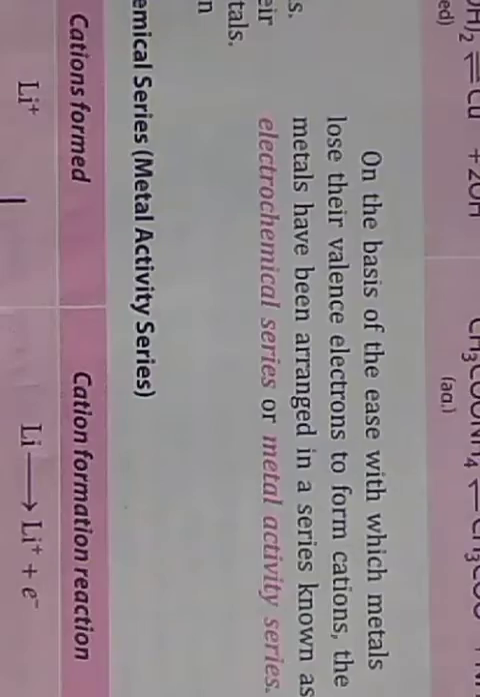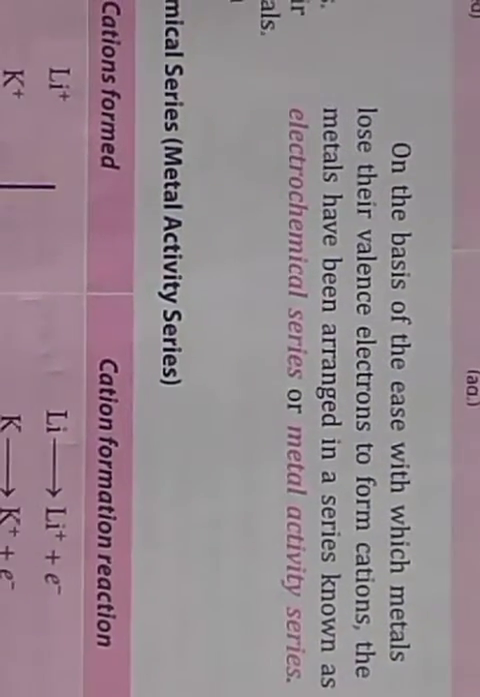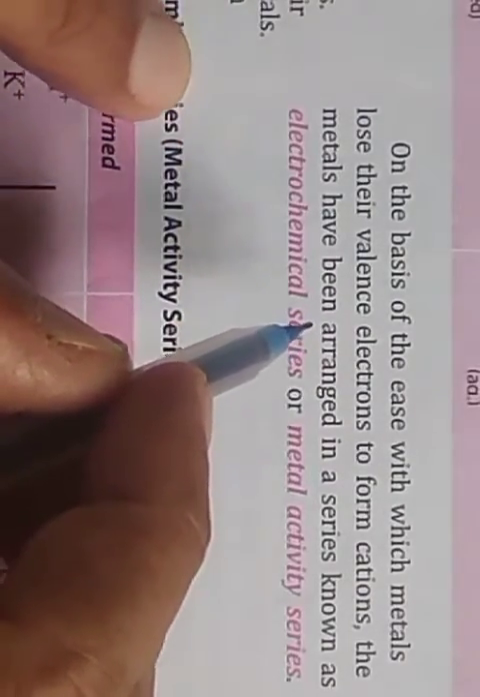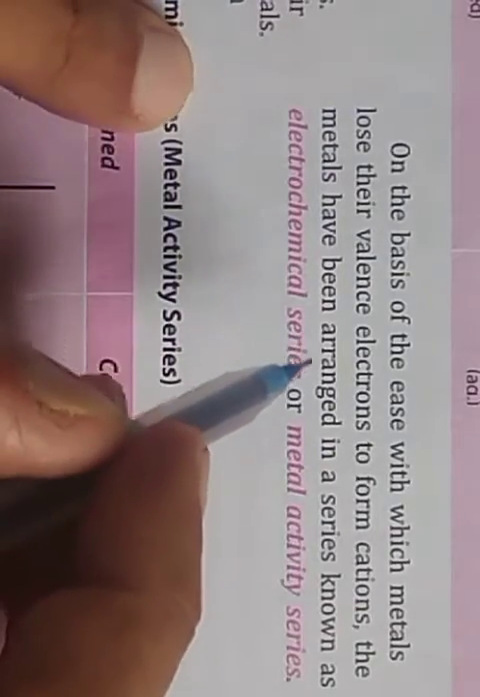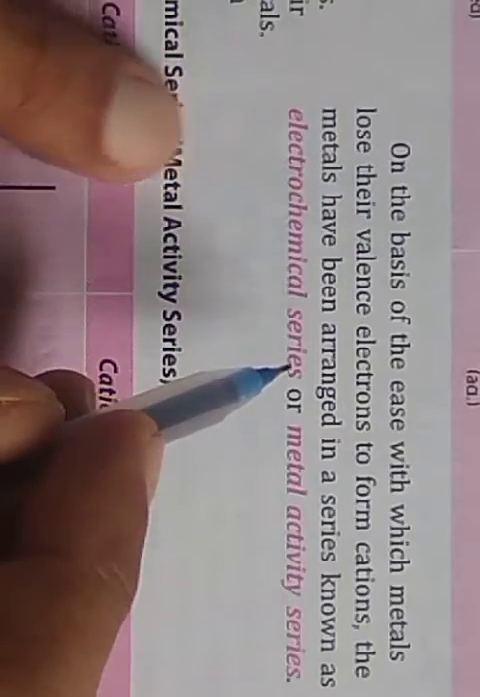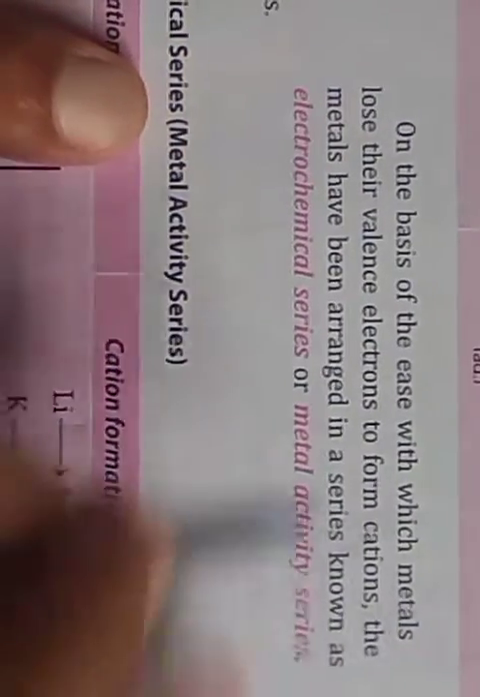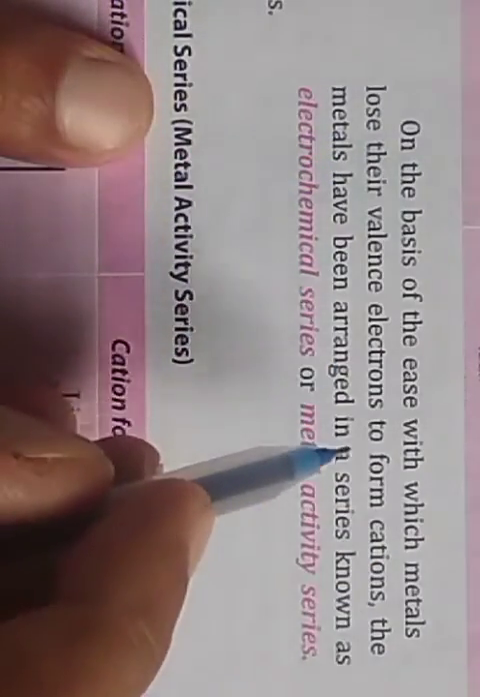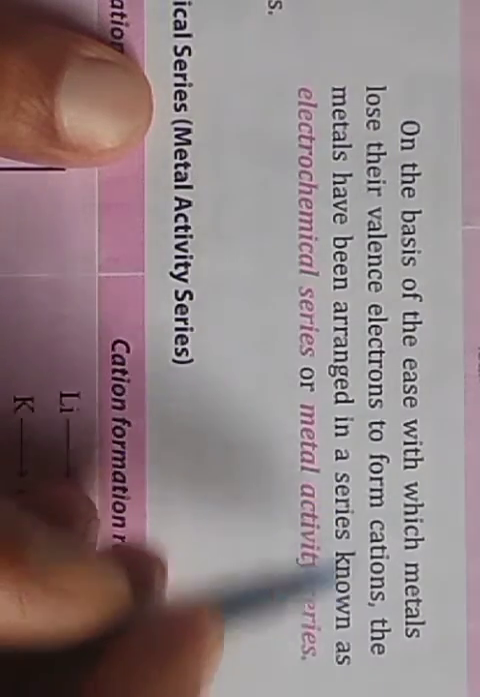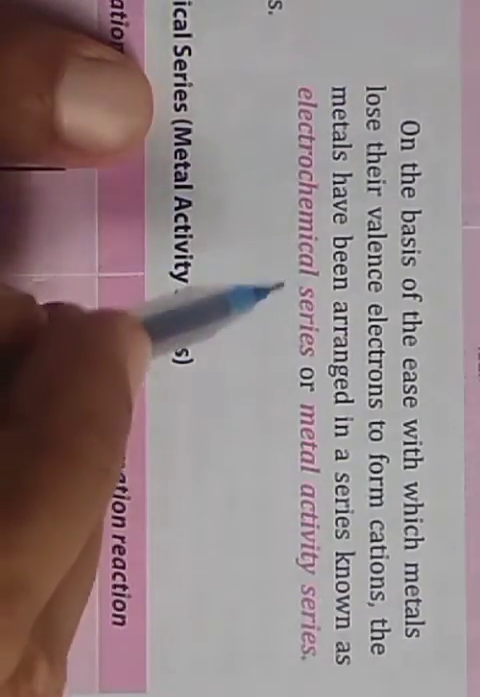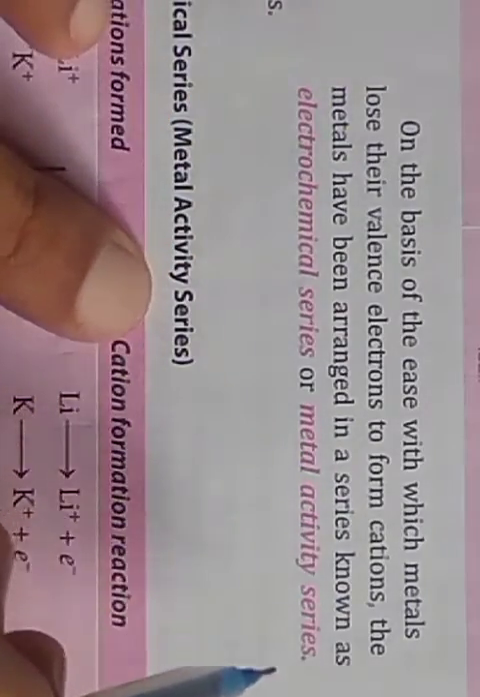Now, first come to the definition of the electrochemical series. Metals are generally electropositive in nature and they have the property to lose one or more valence electrons and form cations. So, on the basis of the ease with which metals lose their valence electrons to form cations, the metals have been arranged in a series known as the electrochemical series or metal activity series.